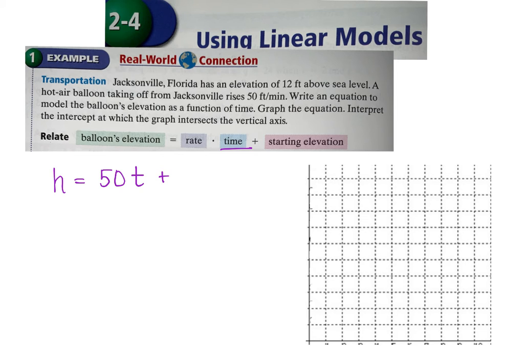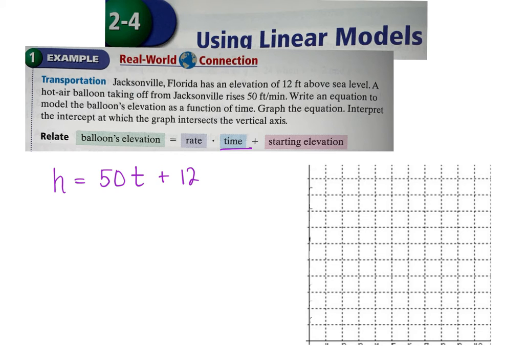We do have to consider where it started. What is its starting elevation? 12, because that's the elevation of Jacksonville, Florida. All right, so this is a linear equation, right? Y equals mx plus b. If I were to do this graph here, again, I probably would not do it in individual units.